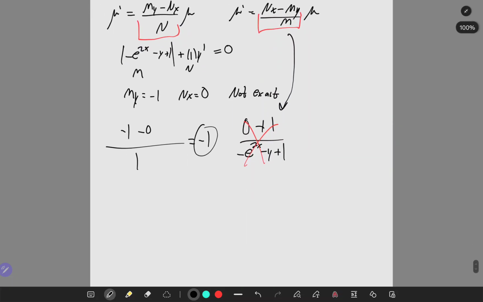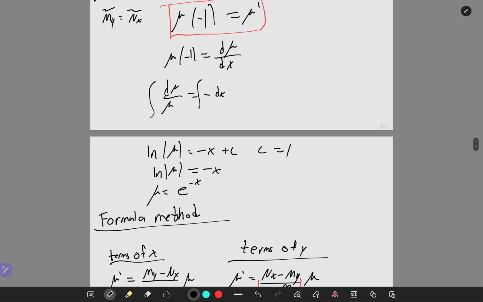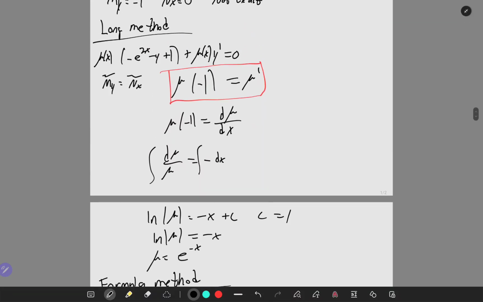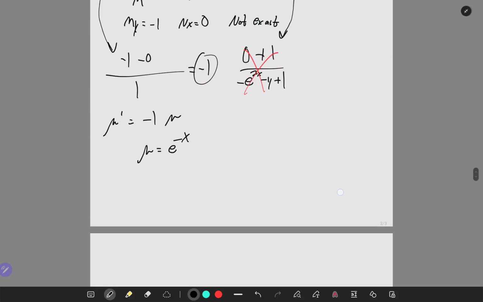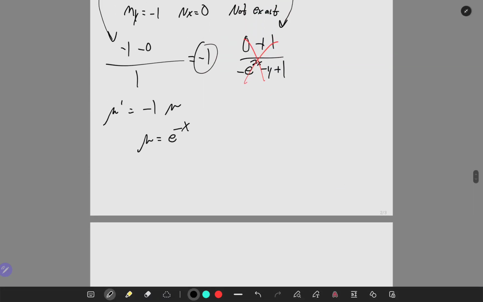So now let's plug this back into here. So now we have mu prime is equal to -1 times mu. And just like before, I'm just going to skip all the steps because we did this whole thing before, right? So that we got mu is equal to e to the -3x. Oh, not -3x, negative x. Now that we have our mu, we can go ahead and solve the exact equation.